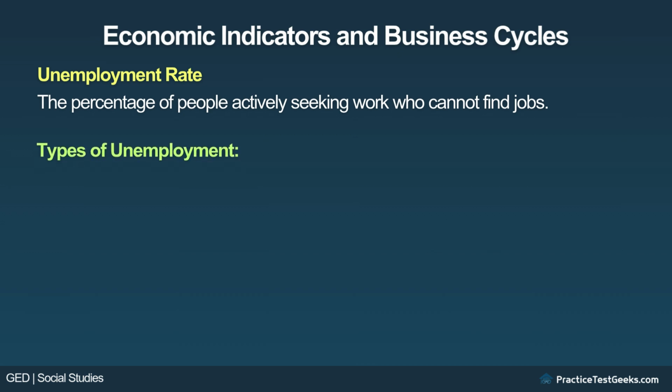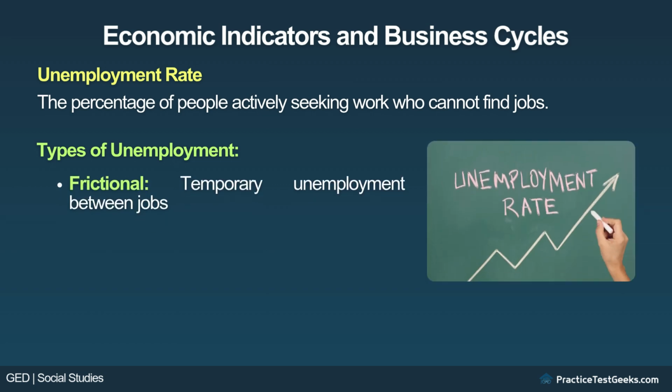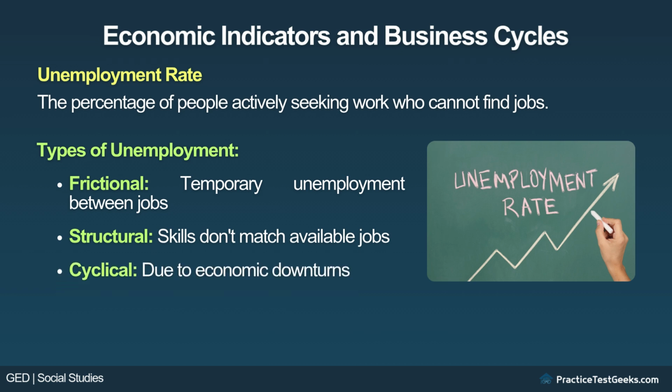There are different types of unemployment to understand. Frictional unemployment is temporary, as people transition between jobs. Structural unemployment occurs when workers' skills don't match available jobs. Cyclical unemployment is linked to economic downturns and decreases during periods of growth.